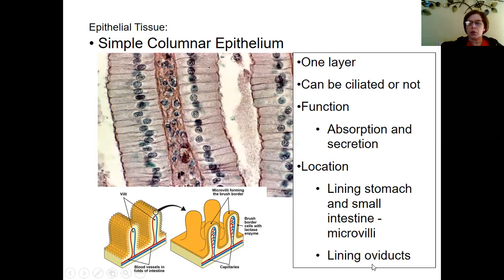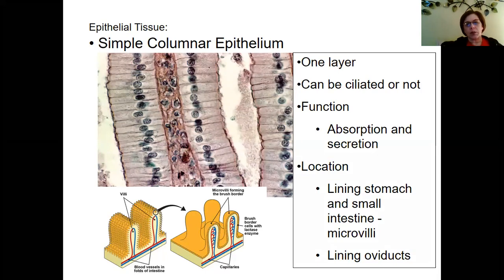We also have simple columnar lining the oviducts. This does have cilia. I don't have a picture of that. And almost always when you're asked about simple columnar on a test, it's almost always the lining of the small intestine and these microvilli. So it's a very characteristic, specific characteristic.